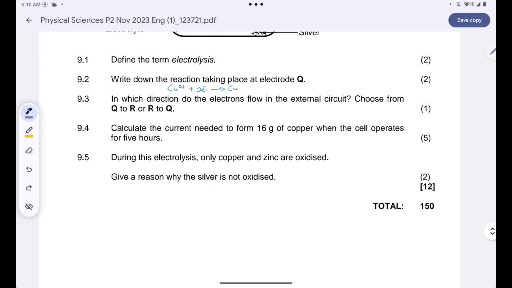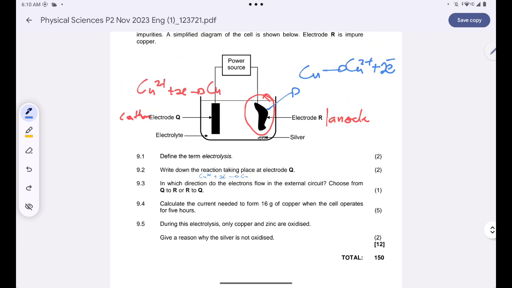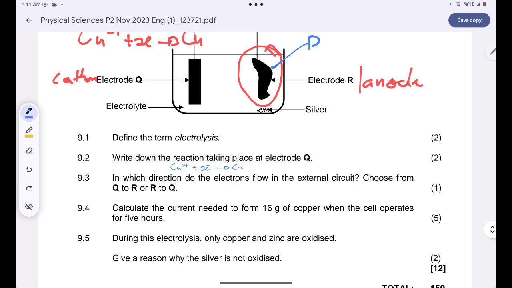Okay, and then now we're being asked, in which direction do the electrons flow in the external circuit? Choose Q to R or R to Q. Always, guys, electrons will flow from anode to cathode. Are you together? We did specify that electrode R is our anode and electrode Q is our cathode. So the flow of electrons goes from R to Q.